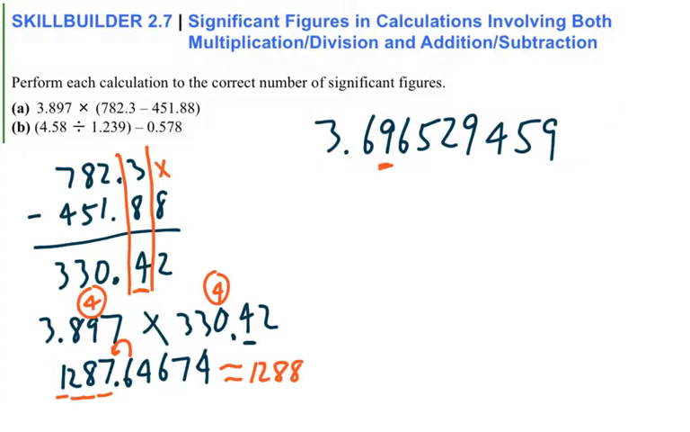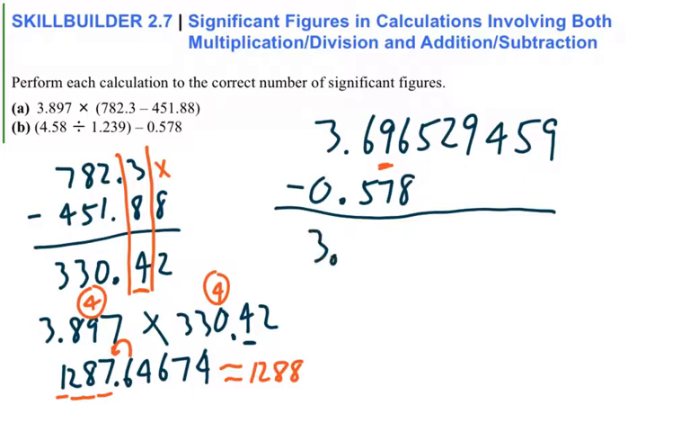We're going to subtract. And I've always told you to align the numbers. So we're going to put 0.578 here. We're going to subtract over here. And when we do that, we end up getting 3.118529459. Now remember, the last significant figure in the first number is the one I underlined here, the 9. Okay? So technically, all of these numbers are not significant.